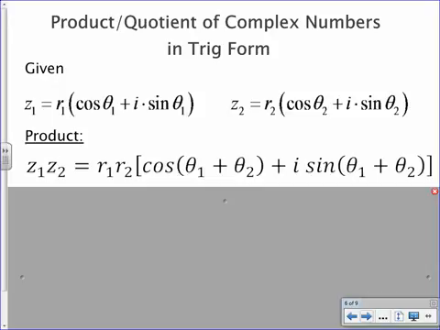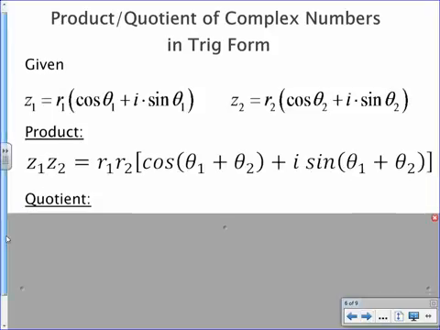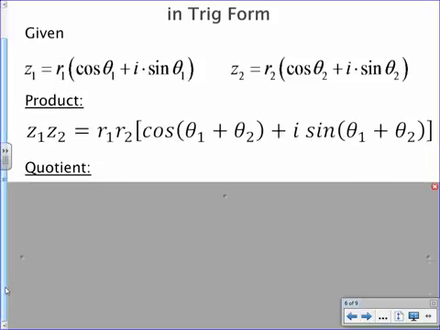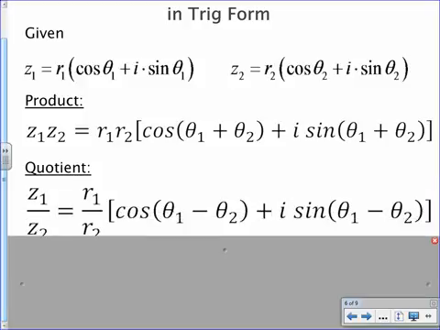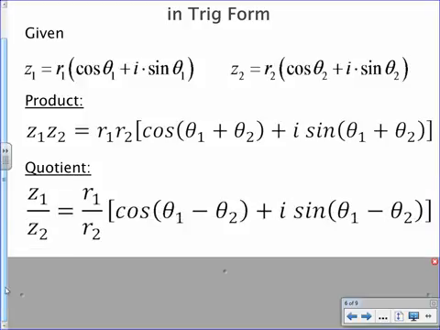Let's use the same logic. What do you think the quotient is going to be like? Subtract the angles and divide the R's.